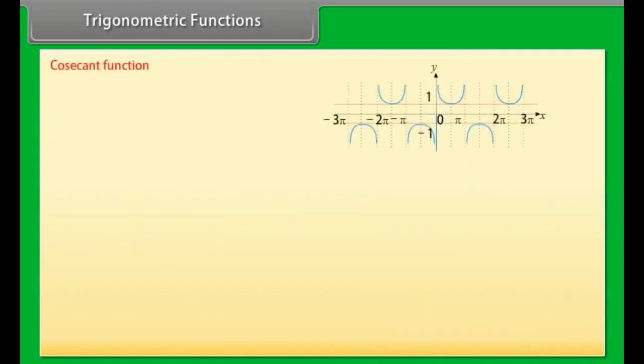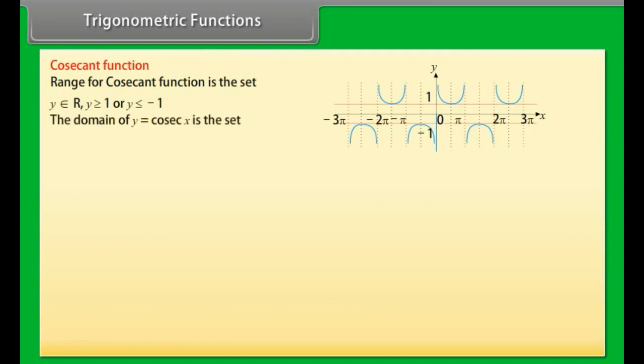Cosecant function. Range for cosecant function is the set {y belongs to real numbers: y greater than or equal to 1 or y less than or equal to -1}. The domain of y equal to cosec x is the set {x belongs to real numbers: x not equal to n pi, where n is any integer}.